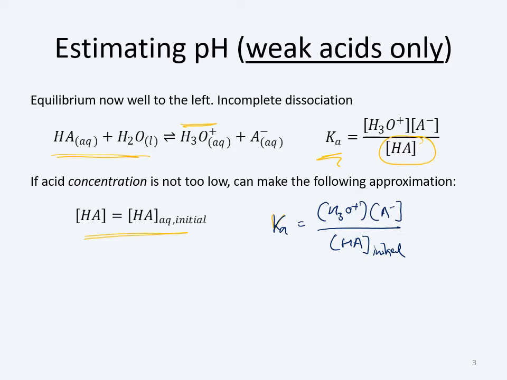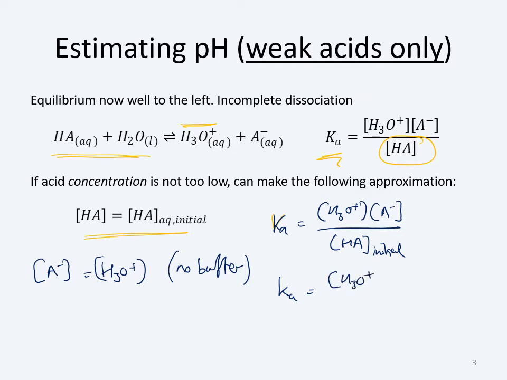The next thing we can do is say that the concentration of A minus is equal to the concentration of H3O plus. Okay, and that's assuming that there's no buffer. So if the question doesn't say there's any buffer, we can assume there's no buffer. So in that case, that gives us Ka is equal to H3O plus squared over the concentration of HA initial.